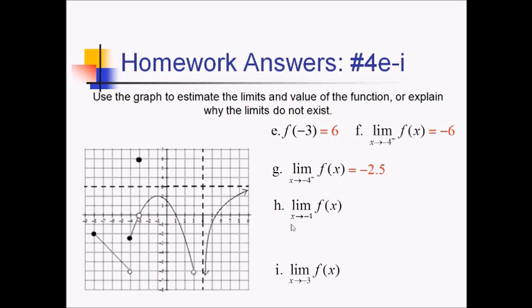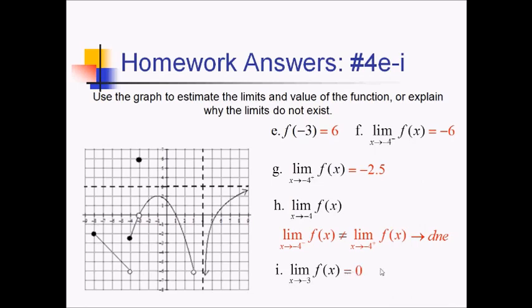For part H, we want the two-sided limit as x approaches -4. Now, since the left side and the right side limits do not match up at -4, that means that that limit does not exist, DNE. Finally, for part I, as x approaches negative 3, we want, let's see, from the left and the right, we end up with the same number. That's going to be the y value 0 that we're approaching there. Even though there's a dot up here, that doesn't really affect the limit.